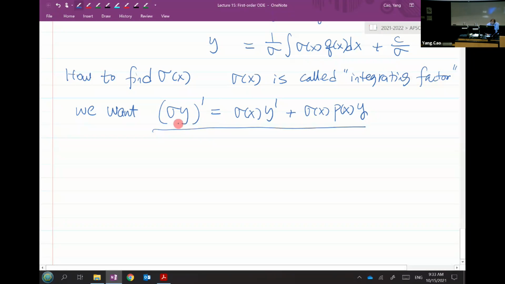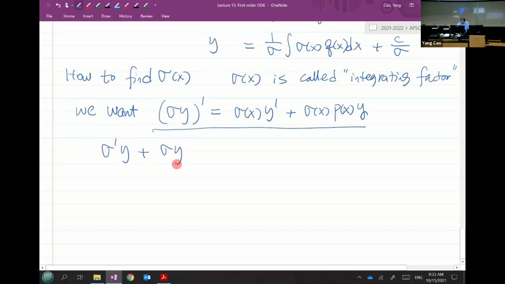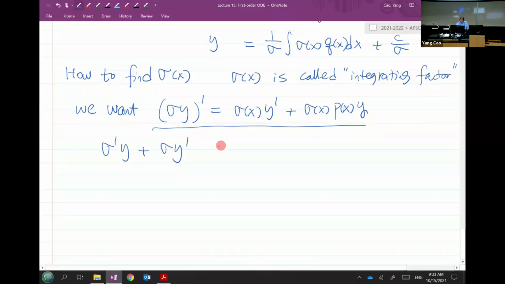So from here, let's look at what sigma y prime is. We use a simple product rule to expand this sigma y prime. The product rule says sigma prime y plus sigma y prime. And so this is your left side. You want sigma y prime equal to this, so you want this equal to this.